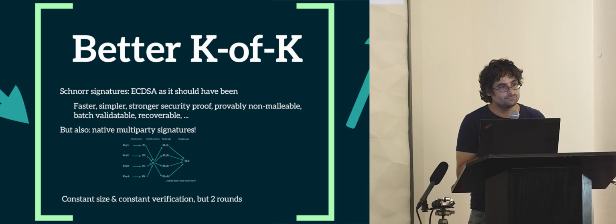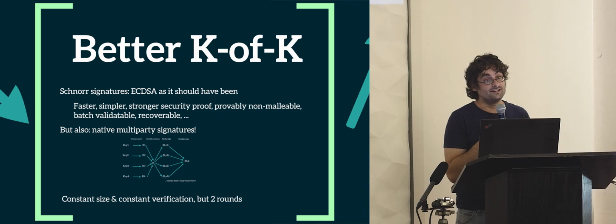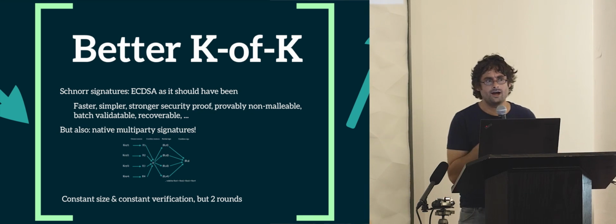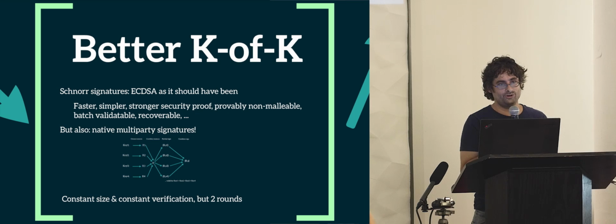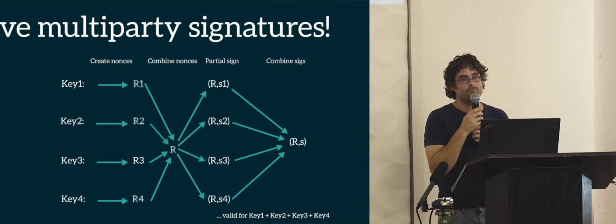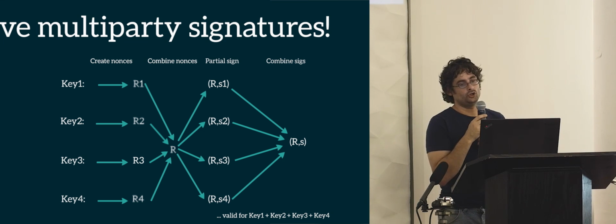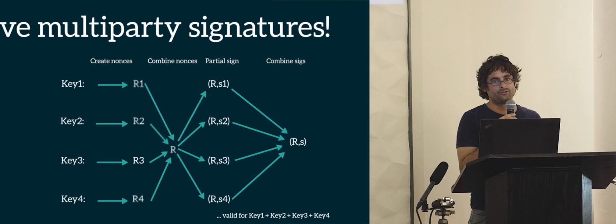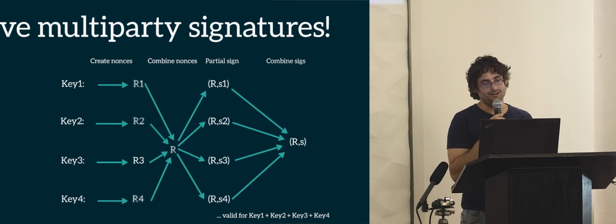And the patents run out. Yes, that's important. So the patent did run out, I think, in 2009. Actually, there's no reason why Bitcoin couldn't have used it from the start, except ECDSA was the standard, so let's use that. However, the reason that Schnorr signatures are interesting, they also support native multi-party signatures. And a multi-party signature is a scheme where different participants jointly construct a single signature. And this is actually exactly what we want for this K of K mechanism.